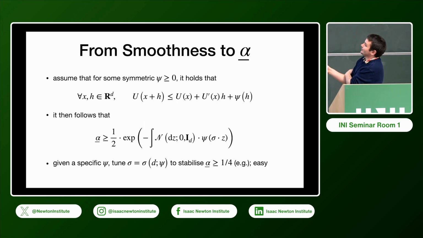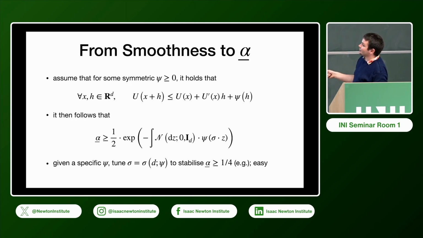So assume that we have some symmetric function psi for which, if I look at how the function U changes when I perturb it by some h, it's upper bounded by the tangent plus this error term psi. In most cases, it's fine to think of this psi of h as being something like the norm of h squared times some smoothness constant. But for this result, you can be as general as you like.